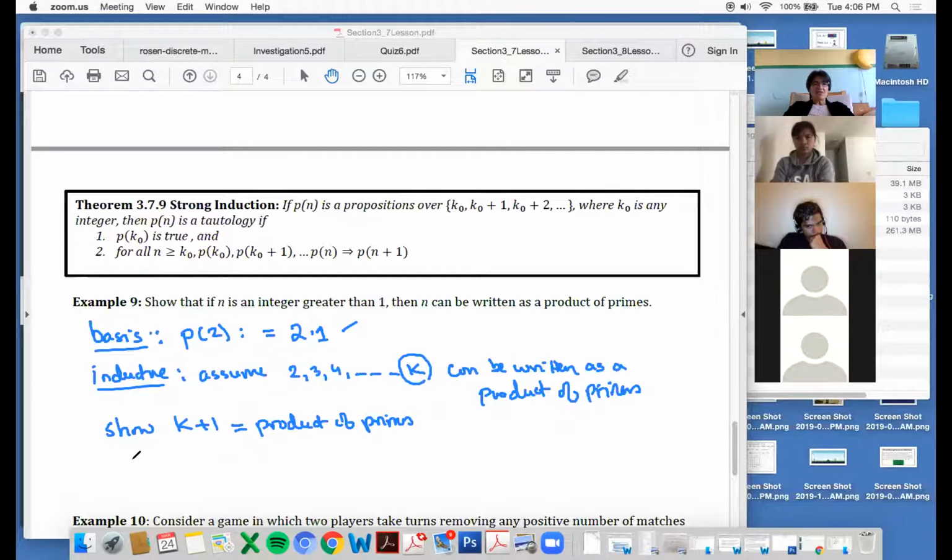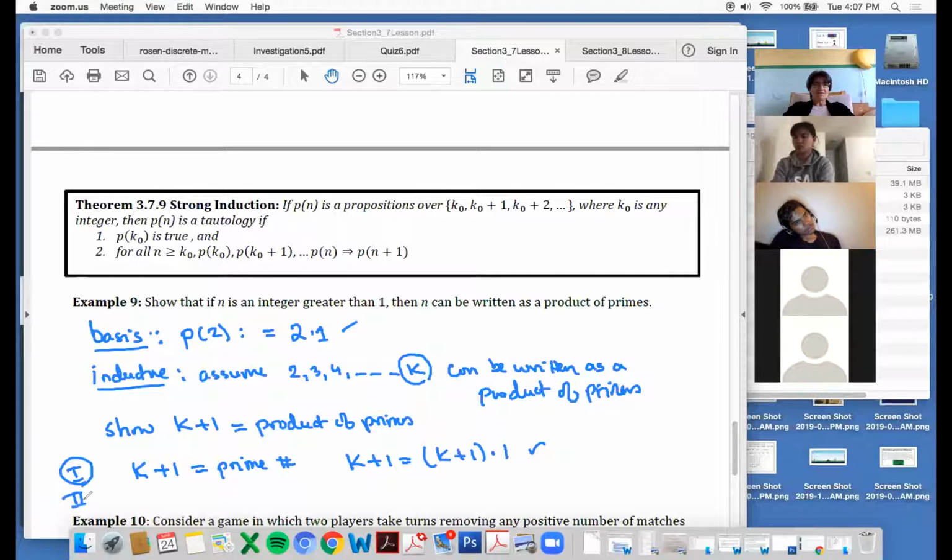So what we're going to do here is break this into two cases. Case 1 is if k plus 1 is a prime number. Then k plus 1 is equal to k plus 1 times 1, and it's automatically a product of primes. So that's the simple case. We're done. Right? Case 2 is when k plus 1 is composite.